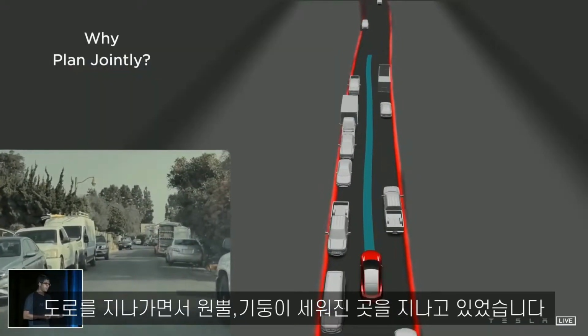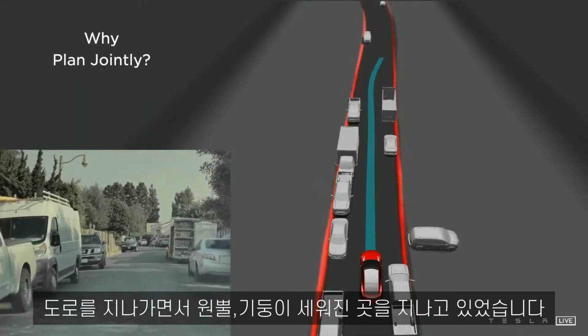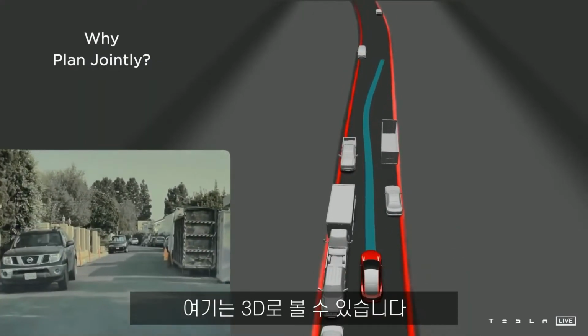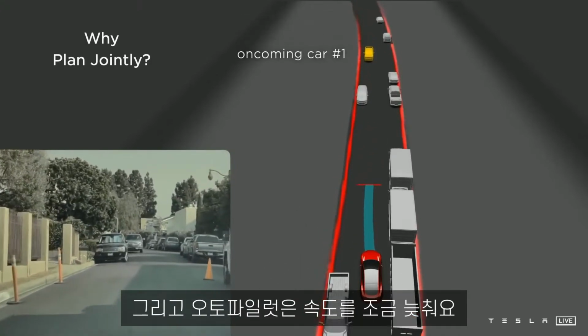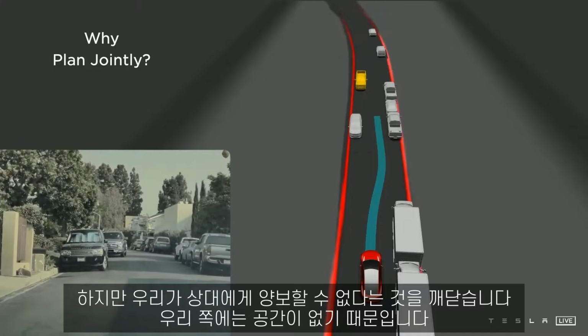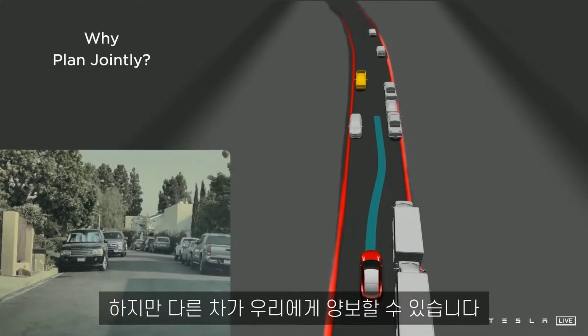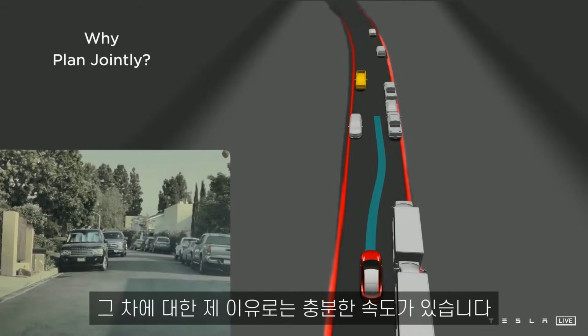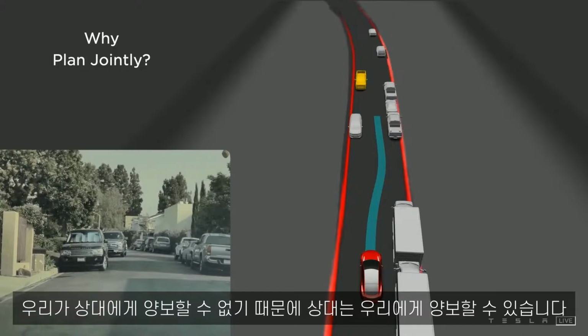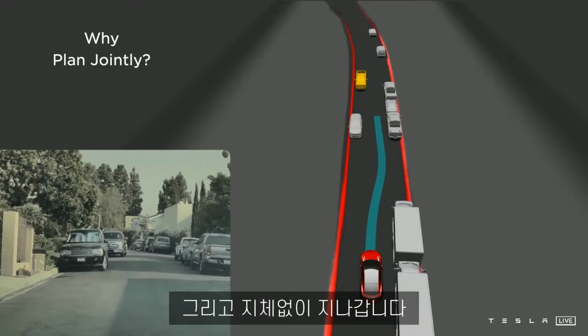Yeah, that was autopilot driving in an auto corridor, going around parked cars, cones, and poles. Here, there's a 3D view of the same thing. The oncoming car arrives now, and autopilot slows down a little bit, but then realizes that we cannot yield to them because we don't have any space to our side. But the other car can yield to us instead. So instead of just blindly braking here, autopilot reasons that that car has low enough velocity that they can pull over and should yield to us because we cannot yield to them, and assertively makes progress.